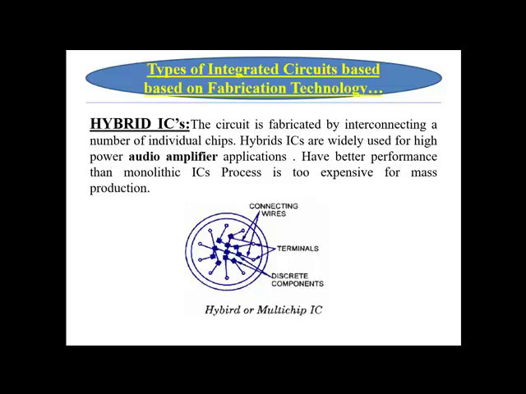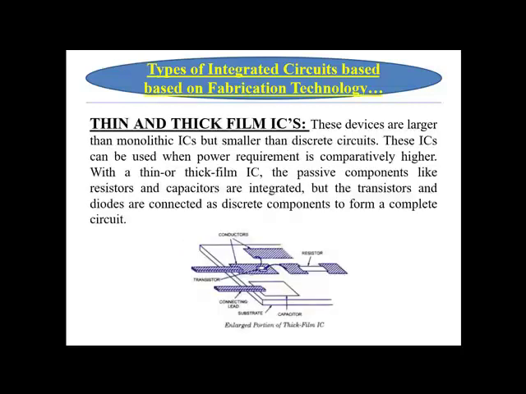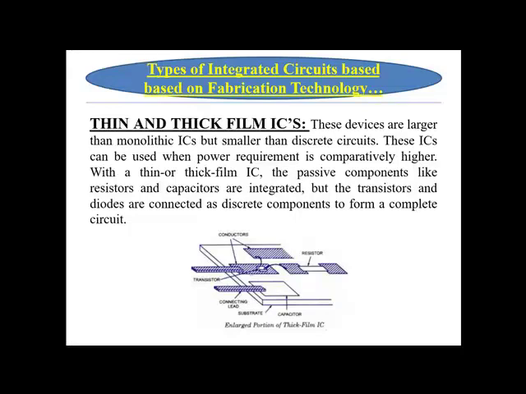But these types of ICs are very expensive for mass production. Hybrid ICs are also bifurcated into two types, thin and thick film ICs. These hybrid ICs are much larger in size compared to the monolithic IC, but much smaller than the discrete circuit. Thin and thick film ICs are used when the power requirement is comparatively higher.